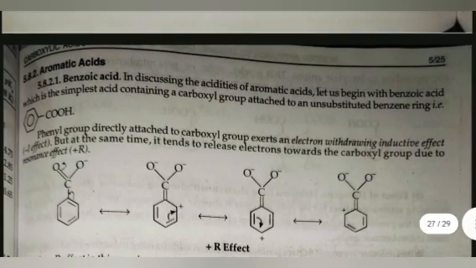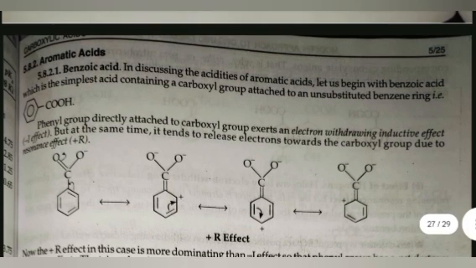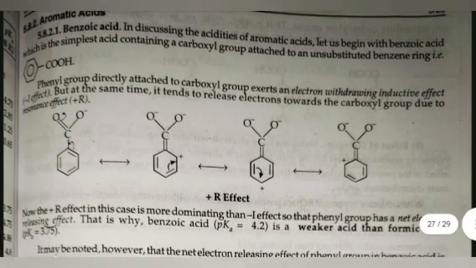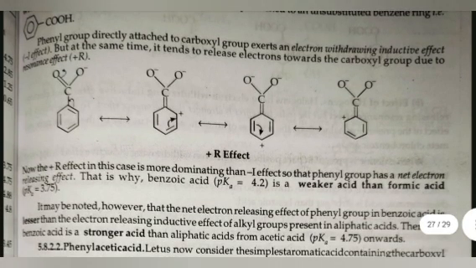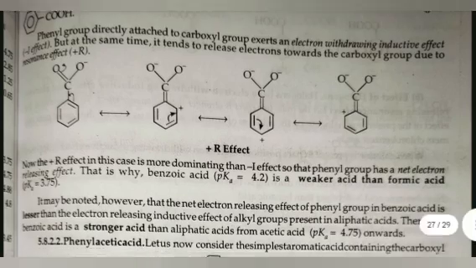Aromatic acids. First is benzoic acid. In discussing the acidity of aromatic acids, let us begin with benzoic acid, which is the simplest acid containing a carboxylic group attached to an unsubstituted benzene ring. It means C6H5COOH. The phenyl group directly attached to the carboxylic group exerts an electron withdrawing inductive effect, the minus I effect, but at the same time it tends to release electrons towards the carboxylic group due to the resonance effect.